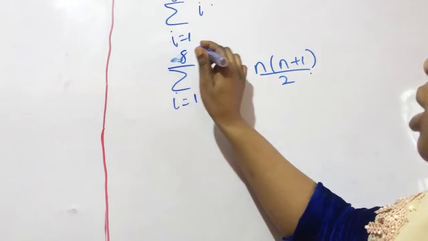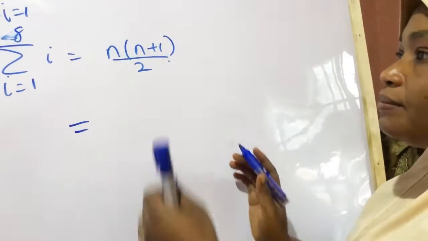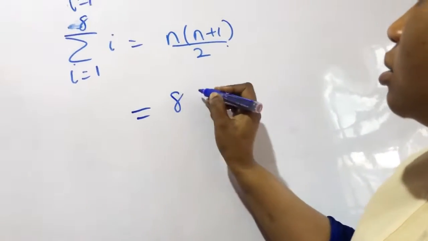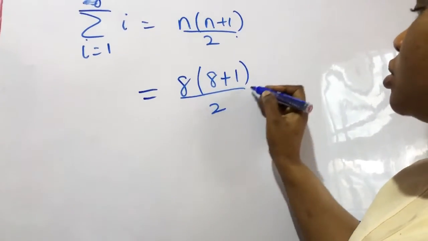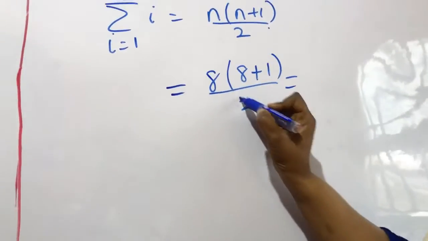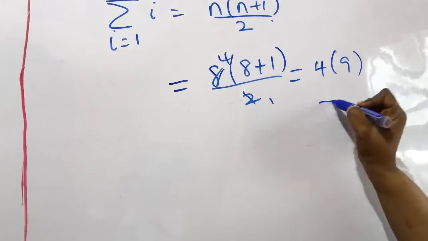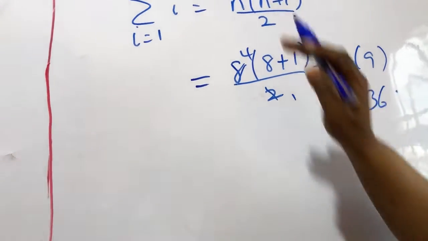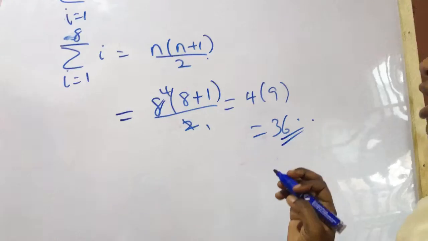So you just substitute the value of 8 wherever you see n. So this is 8 into bracket 8 plus 1 divided by 2. So this is here 1, here 4. 4 multiplied by 9, and that is 36. So let's check when we list everything together whether we are going to get 36 as well.